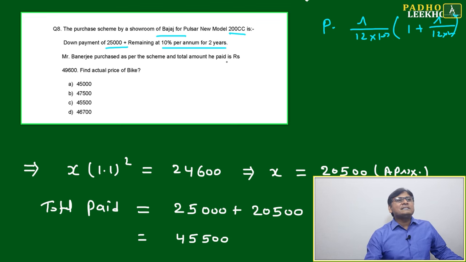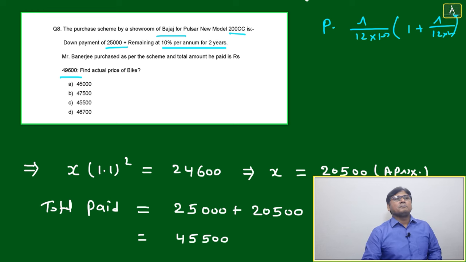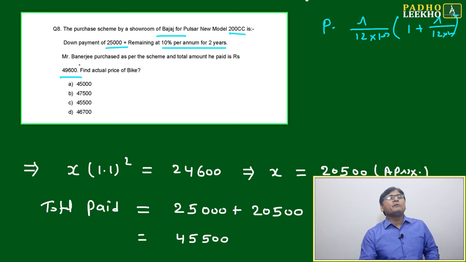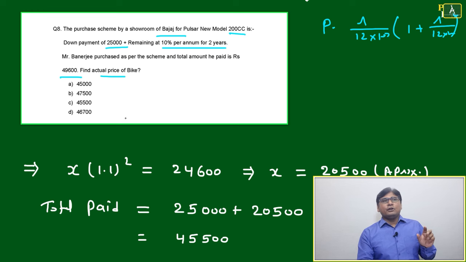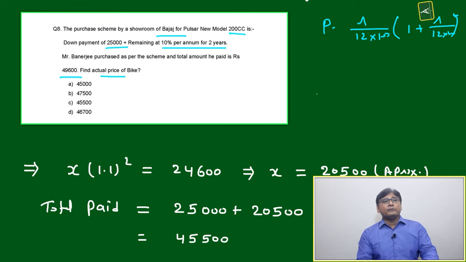Mr. Banerjee purchased as per the scheme and the total amount he paid is 49,600. Okay. Mr. Banerjee has purchased this Pulsar vehicle and he paid a total of 49,600. Then find the actual price of the bike, because he has paid some escalated value, because he is paying the interest of 10% per annum for 2 years other than the amount of 25,000.